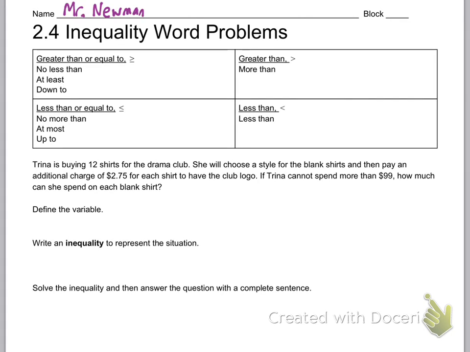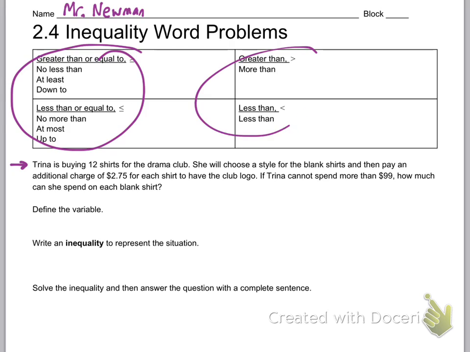I wanted to show you guys how to do inequality word problems real quick, and we haven't spent a whole lot of time on this. First of all, you notice that there are a lot fewer words than the equation word problems because there's not a whole lot of ways to say more than or less than. So as long as you know all those, you should be pretty good. Let's read this first problem here.